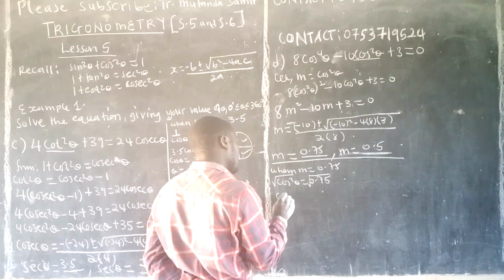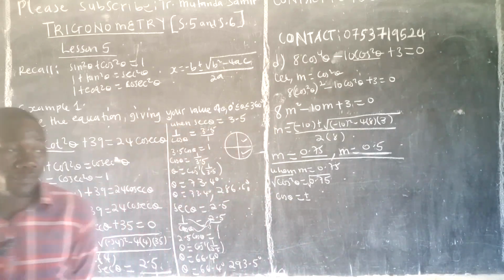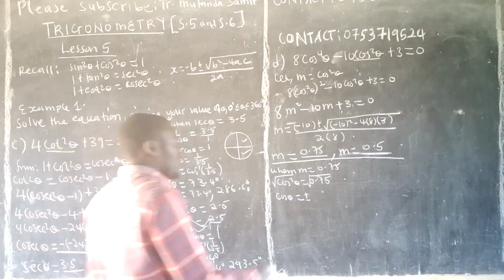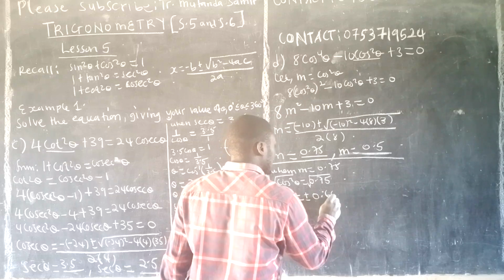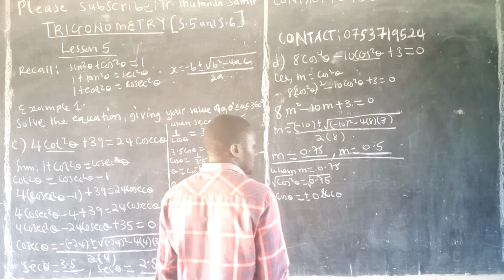So cos theta will be equal to, whenever you introduce a square root by your own, you must attach a positive and negative to your answer. So this will be plus or minus the square root of 0.75. The answer will be 0.8660.